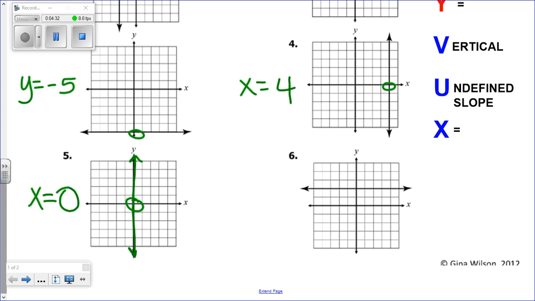And then number 6, we see that it's a horizontal line. Horizontal lines cross the y-axis. So we get y equals, now where does it cross the y-axis? Here at +2. And so there's your equation: y equals 2. Okay, and that's it.